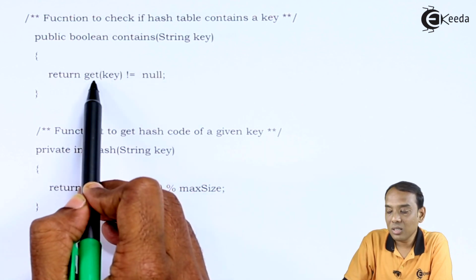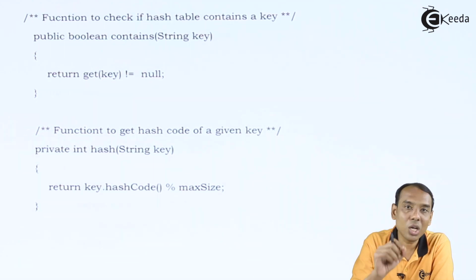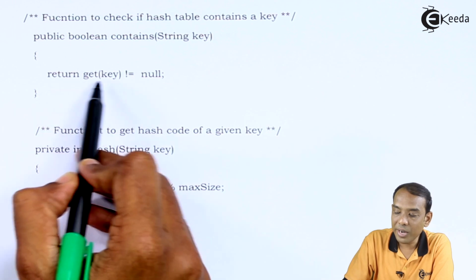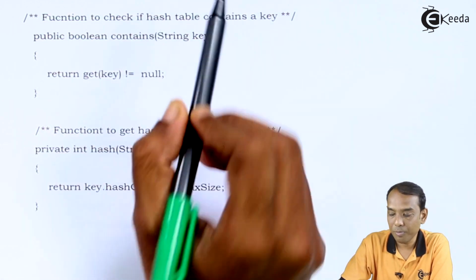not equal to none. Since this is not equal to none, it means there is some key present in the given table. That value of the key is written. That is, your particular key will be written. So we write down return get key not equal to none if the hash table contains a key.